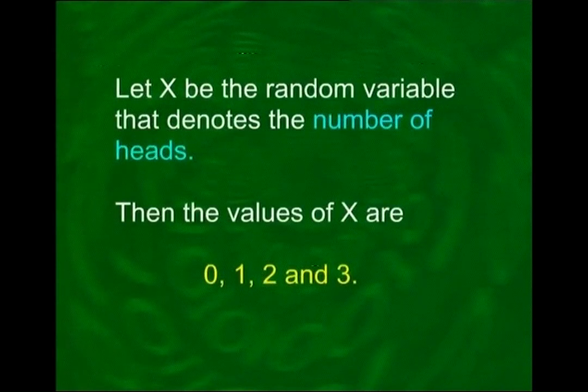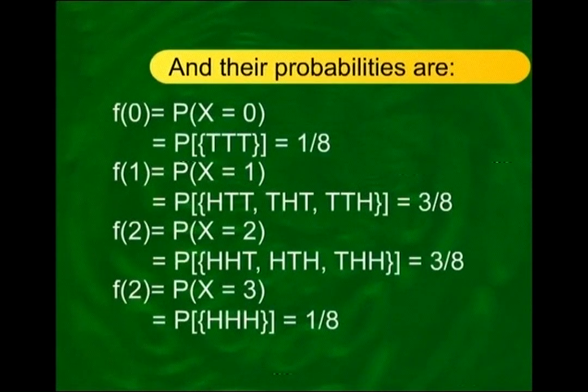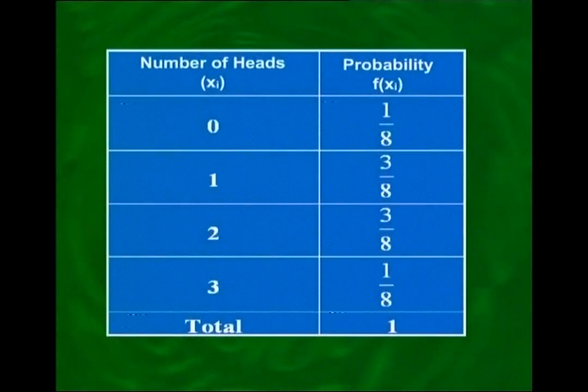Students, if we let X denote the number of heads that we obtain in this experiment, then obviously the values of X are 0, 1, 2, and 3. And the probabilities are 1 by 8, 3 by 8, 3 by 8, and 1 by 8 for the same reasons that we have discussed in earlier lectures. The classical definition of probability, M over N, gives us all these probabilities. And of course, the sum of these 4 probabilities is 1, so that we have a proper discrete probability distribution, as you now see on the screen.